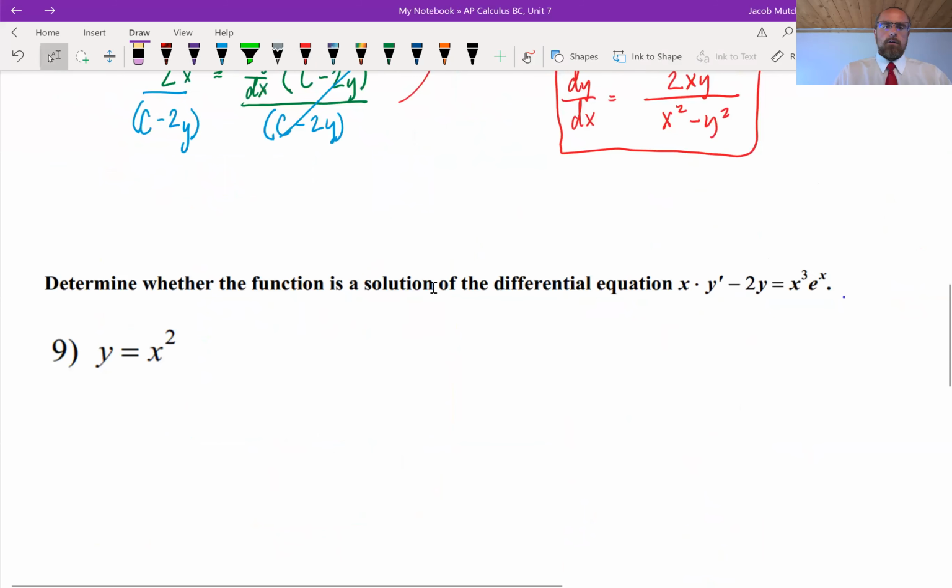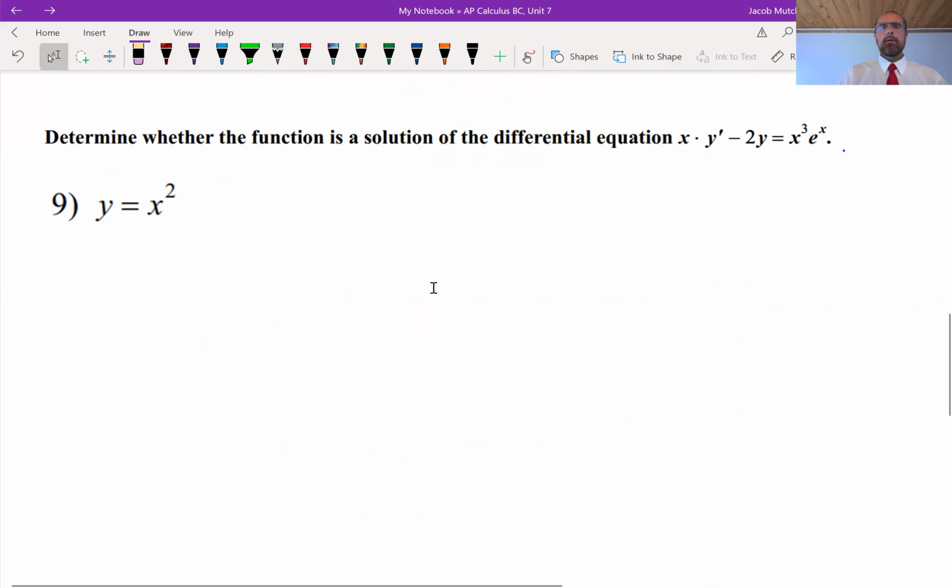Our third example is a little different. In our first two examples, we just wanted to verify that a certain solution was valid for a given differential equation. With this question number 9, we want to determine whether it is or not. We don't know whether y equals x squared is a solution for the differential equation that's given here. Let me go ahead and highlight xy prime minus 2y equals x cubed e to the power of x. So it's a little different in this term.